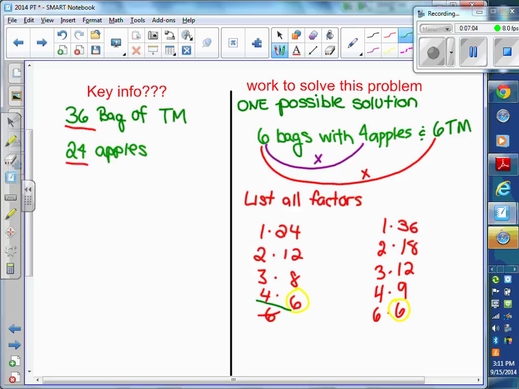And the factor pair is what Bella's saying. You know that 4 times 6 makes 24, so if you have 6 bags, you have to have 4 apples. Does that make sense? And over here you know 6 times 6 makes the 36, this is the trail mix list. So if you have 6 bags, you have to have 6 trail mix packets in each bag. Questions? Richie? So if I were going to just ask you another combination, Devin, what's another combination, like instead of 6 bags?